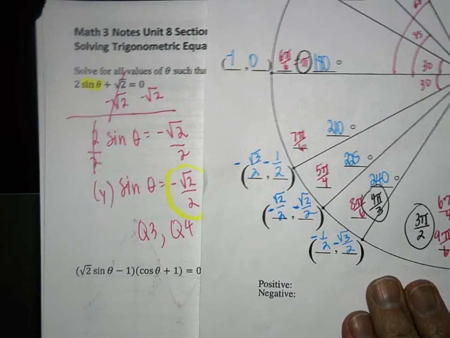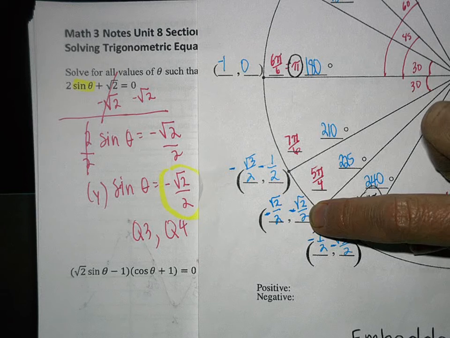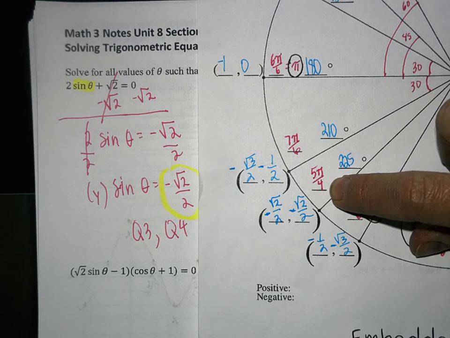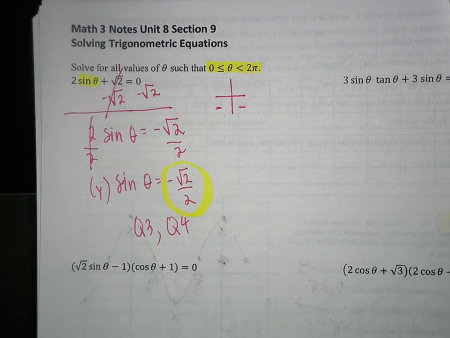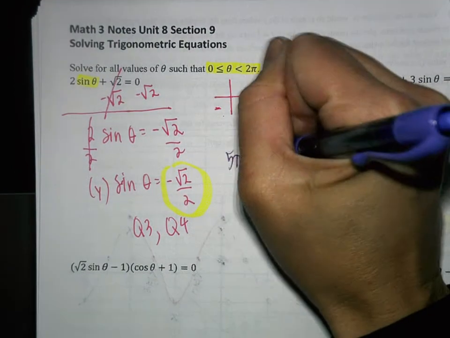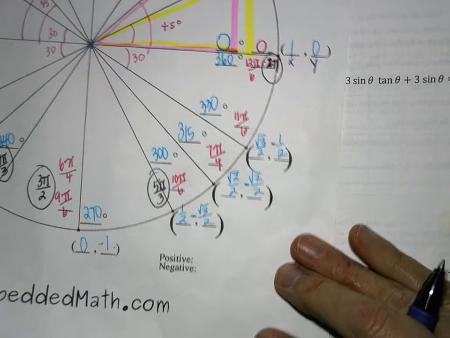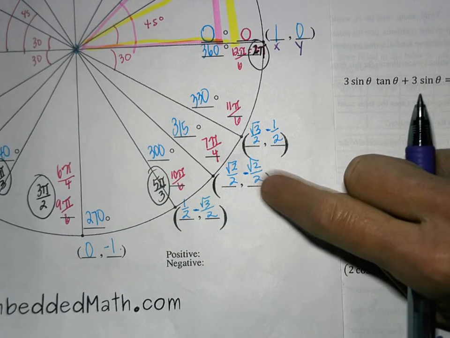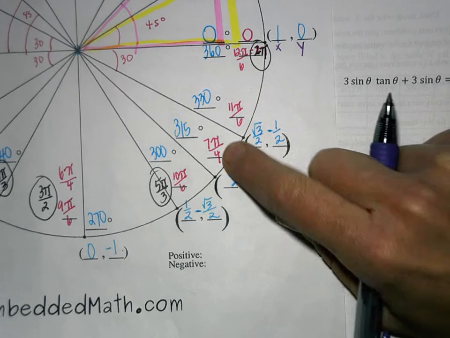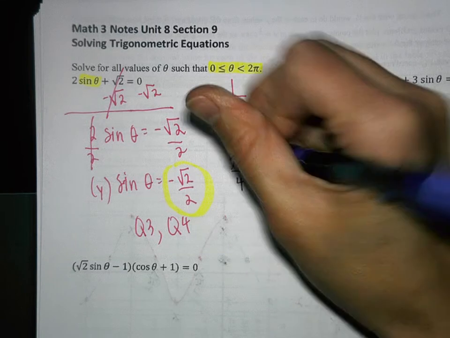So in quadrant 3, here are my y values. Here y is negative root 2 over 2. And the radian value at that point is 5 pi over 4. So that would be one of my answers, 5 pi over 4. We also know quadrant 4 should have a y value of negative root 2 over 2. And if we're looking at our y values, negative root 2 over 2, the radian value is 7 pi over 4. And those are my answers.